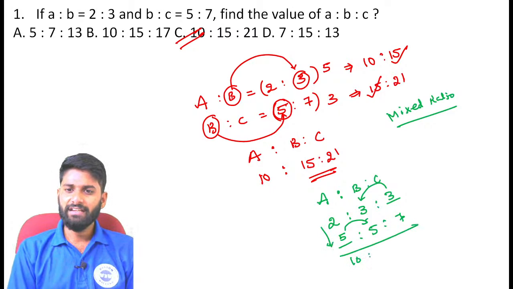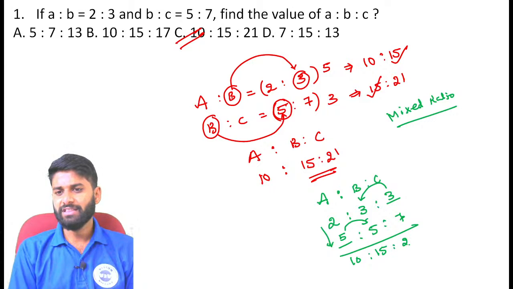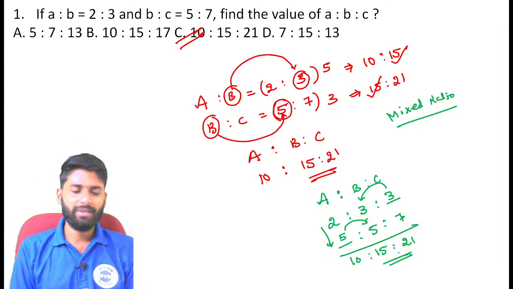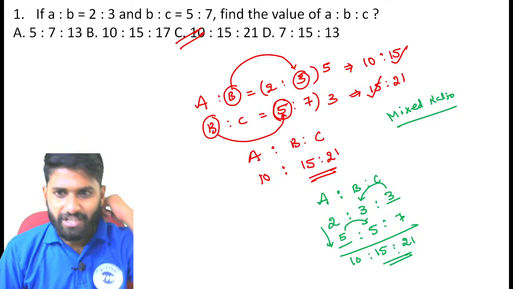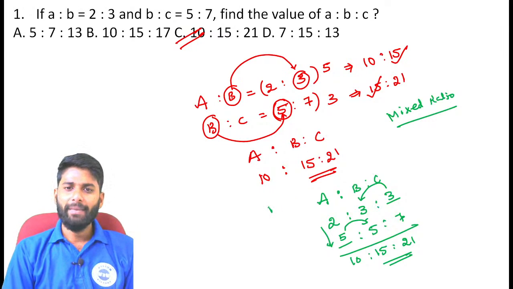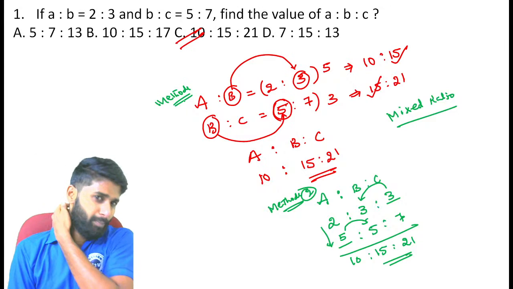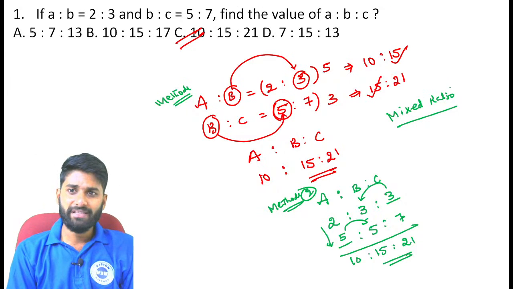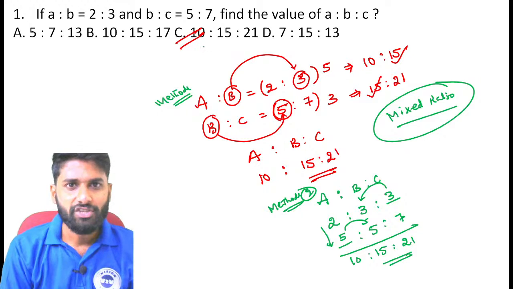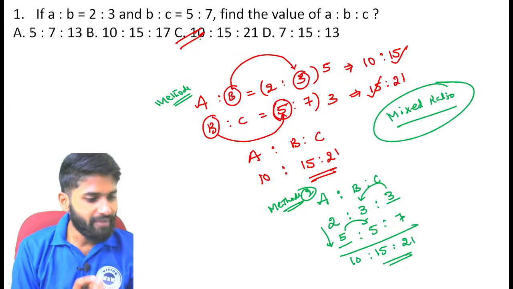2 5s are 10, 3 5s are 15, 7 3s are 21. So now the ratio becomes exactly 10 is to 15 is to 21. So this is method 2, the empty spaces concept. Method 1 is the common variable concept. This is the approach for any questions related to mixed ratio. That is question number 1. So 10 is to 15 is to 21 is the perfect answer, guys.